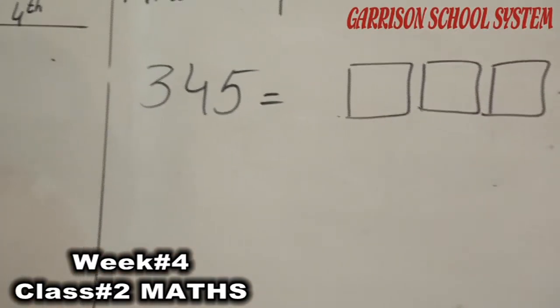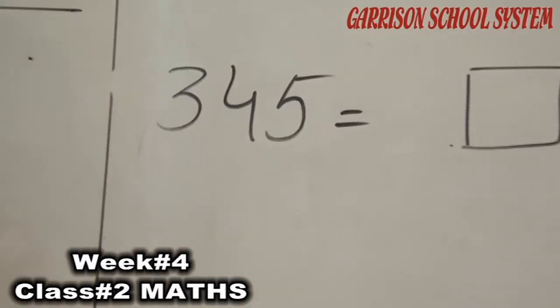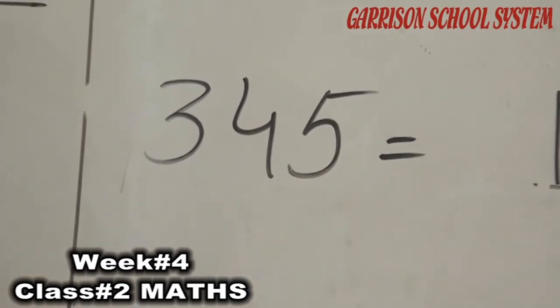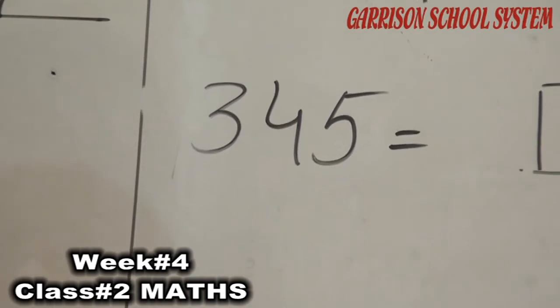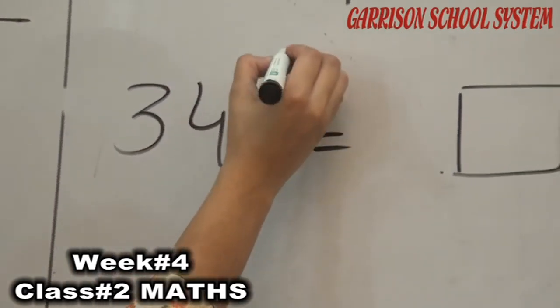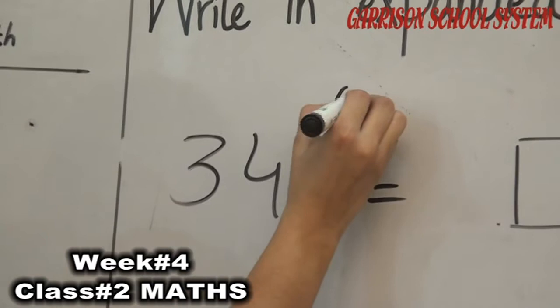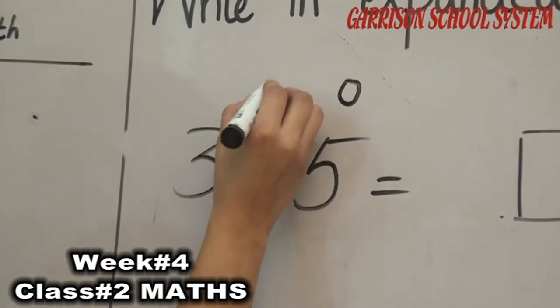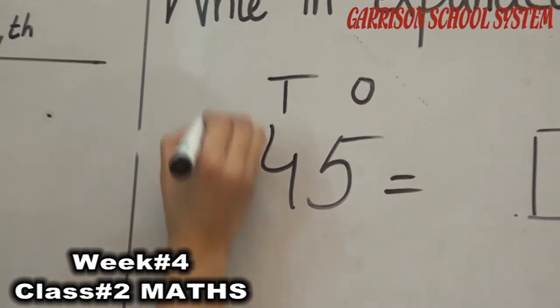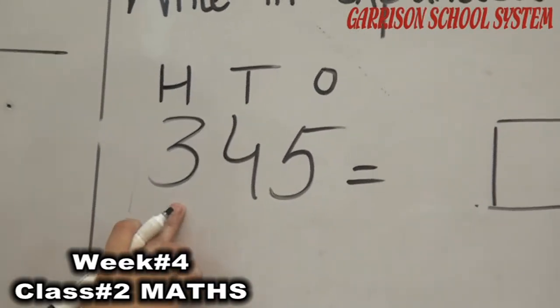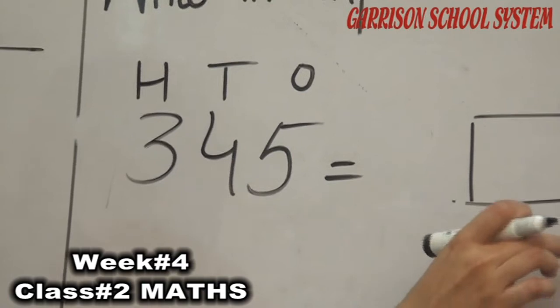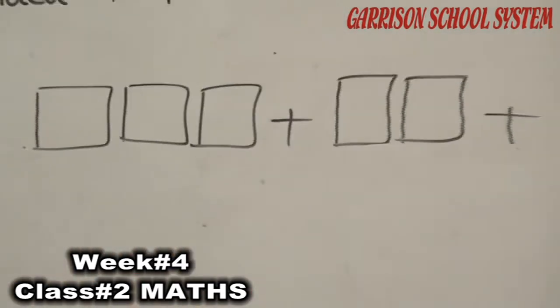And look at the board. Here is another question for you: 345. First of all, we have to write grids here. 5's place value is ones, 4's place value is tens, and 3's place value is hundreds. Now we have to break these numbers. We have to write these numbers according to their place value.